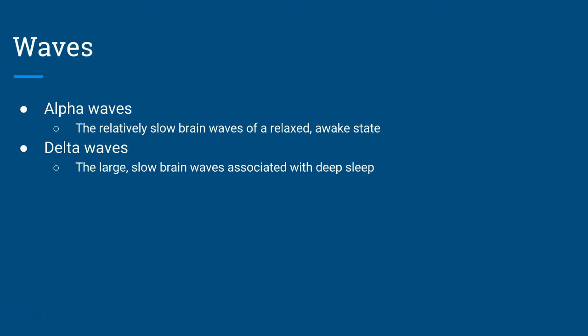Stages 1 and 2 can be characterized through brain waves. They hook an EEG machine up to you to study your sleep. What they're looking at are your brain waves. Your brain is active in different ways in different stages of sleep. During stages 1 and 2, you have what are called alpha waves. These are relatively slow brain waves of a relaxed and awakened state. Then you have what are called delta waves. These are in stage 3 and 4 sleep. These are large, slow brain waves associated with deep sleep.